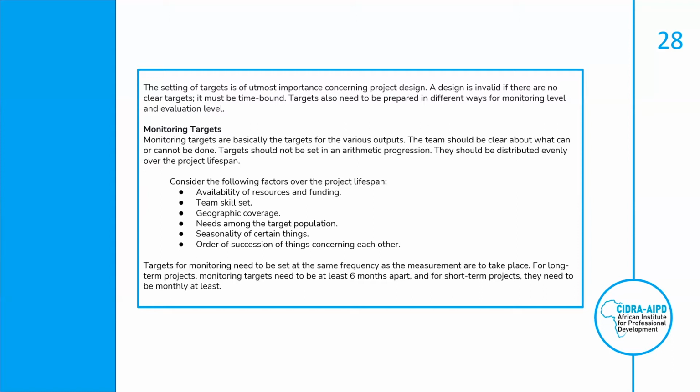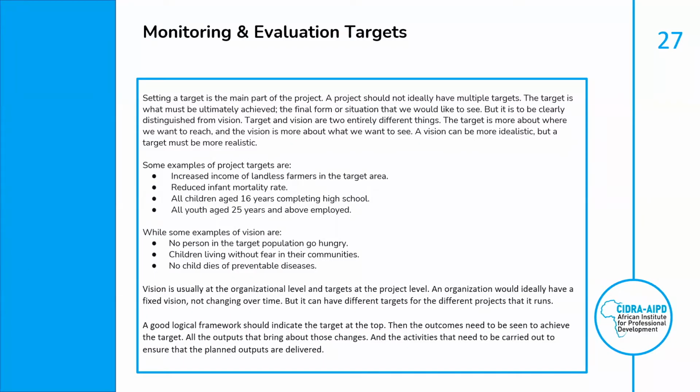Targets for monitoring need to be set at the same frequency as the measurements are to take place. For long-term projects, monitoring targets need to be at least 6 months apart. And for short-term projects, they need to be at least monthly. Stop the video now and discuss with your team what your project targets are.